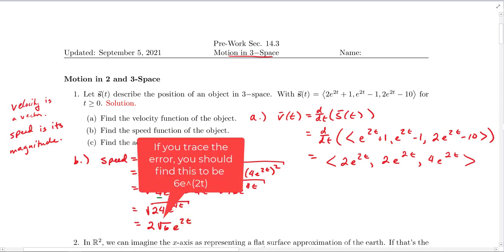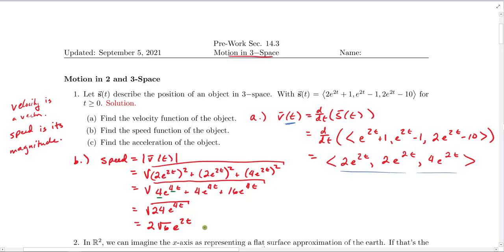And notice, what's most important to notice is that the velocity is this vector-valued function, whereas the speed is a function at any point in time t. You plug t into this expression, and it will tell you the length of the corresponding velocity vector.